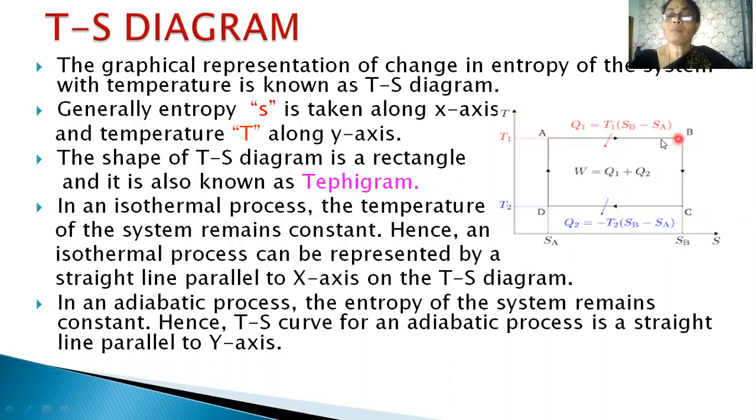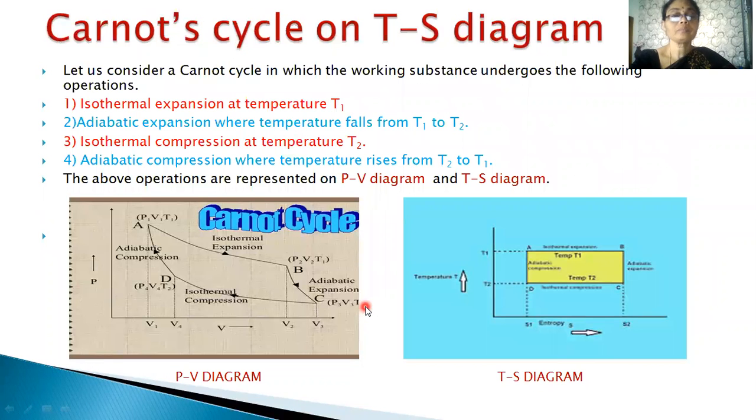In an isothermal process, as the temperature remains constant, the isothermal process can be represented by a straight line parallel to the x-axis, where we have taken the entropy on the TS diagram. Similarly, in an adiabatic process, the entropy of the system remains constant. Hence, the TS curve for an adiabatic process is a straight line parallel to the y-axis. So this is the general representation of a TS diagram.